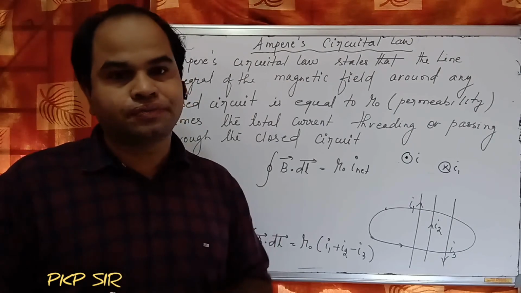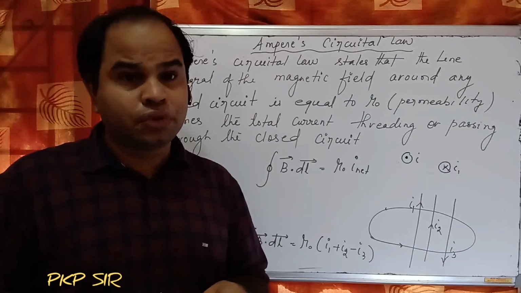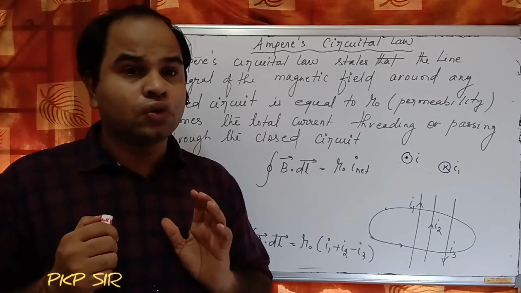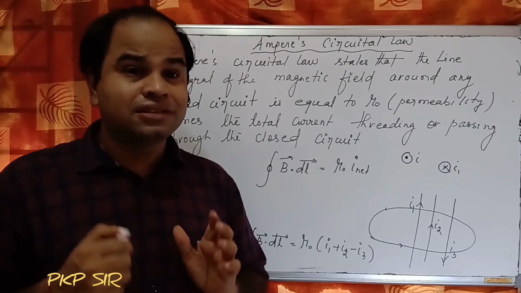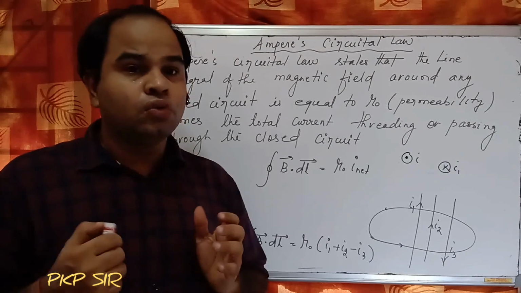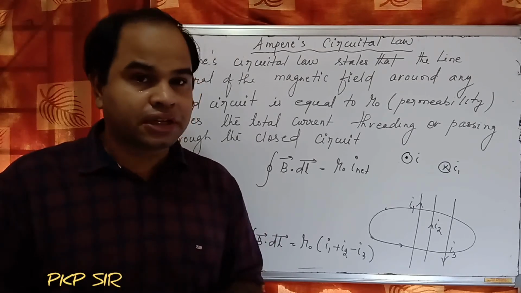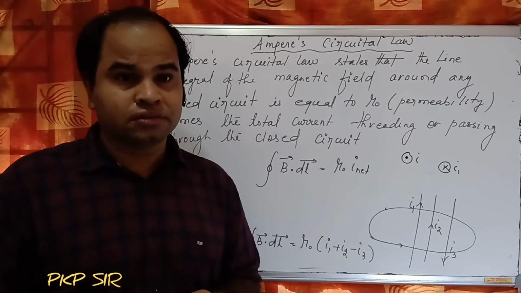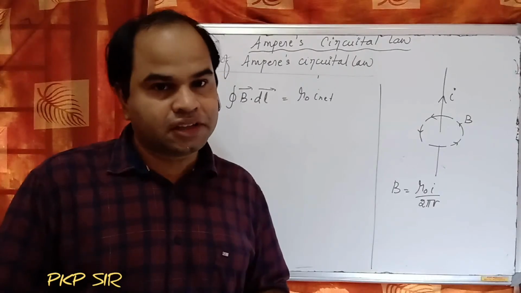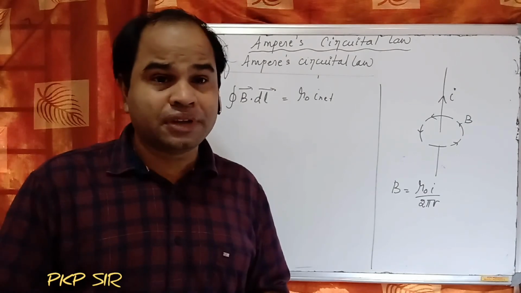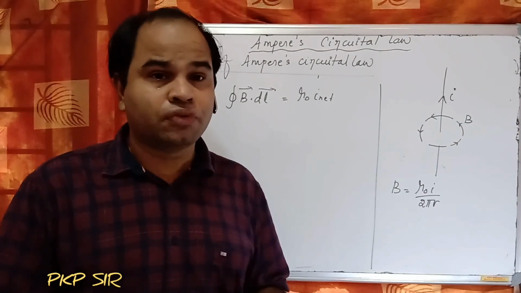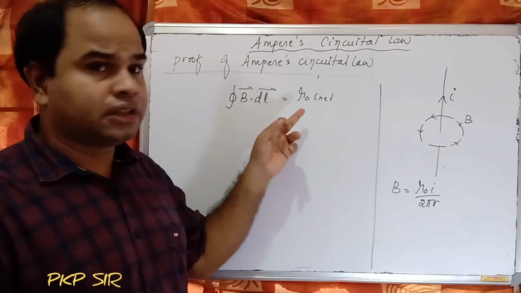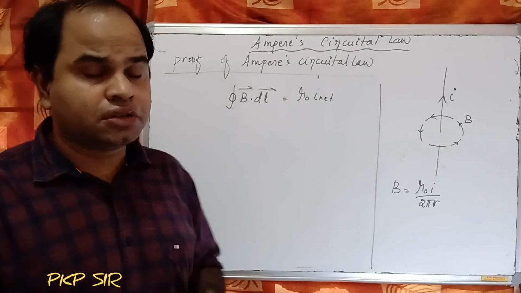We can easily apply Ampere's circuital law if the closed loop is circular. Again, we can easily apply this law if the closed line is circular. Next is the proof of Ampere's circuital law, that is, the integration of B dot dl is equal to mu I net.